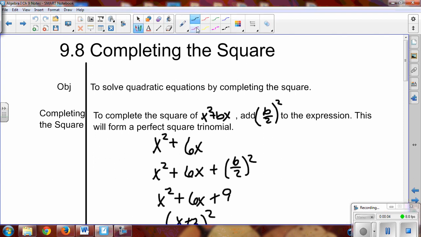Chapter 9, Section 8, Completing the Square. Our objective is to solve quadratic equations by completing the square. How do you complete the square?